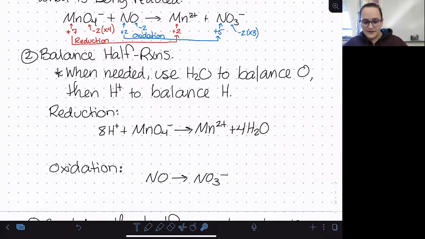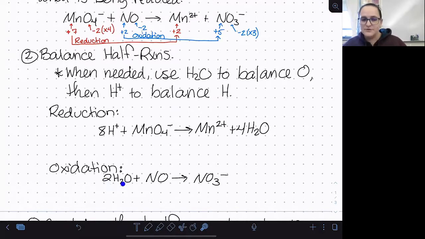So we currently see that we have 1 nitrogen atom on each side, so that's good to go. We have 1 oxygen on the left and 3 on the right. So note that if we tried to just adjust the coefficients of these 2 things, if we fixed oxygen, we would create a problem with nitrogen, and we don't have a way to fix that. So we just want to add water here to start to fix our imbalance with oxygen. I need 2 more oxygen atoms on the left side. So I'm going to add 2 water molecules over there.